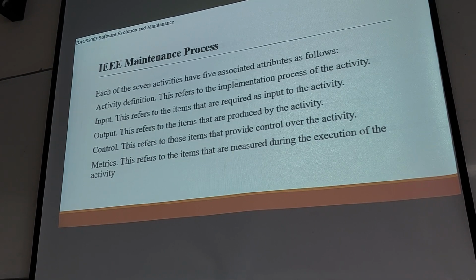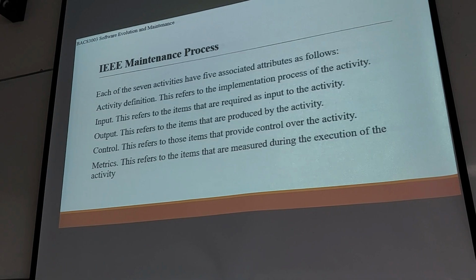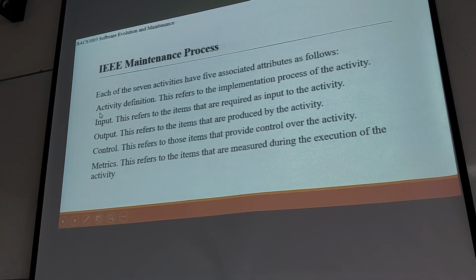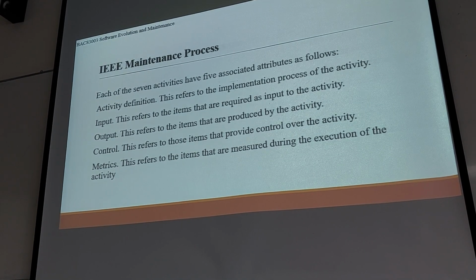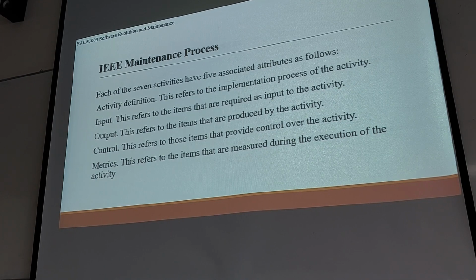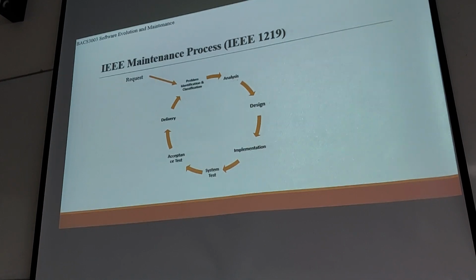For each of the 7 activities, 1, 2, 3, 4, 5, 6, 7, there are 7 activities in the process here. Each of the activities may have the following 5 attributes. For example, the definition of the activity: what is this activity for? The input of the activity, the output of the activity, the control that you need to apply to monitor and keep track of the activity, and the metrics you use to evaluate or measure the performance of the activity. So these are the 5 attributes associated with each activity here. Understand?